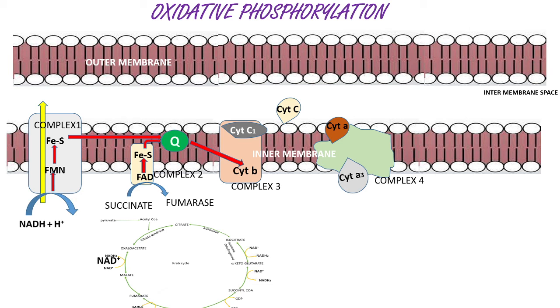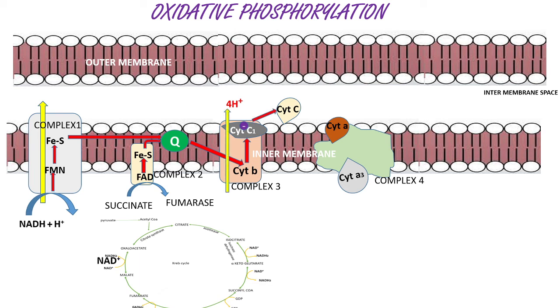Ubiquinone can take 2 electrons, but cytochrome B only takes 1 electron at a time. From cytochrome B, the electron is transported to cytochrome C1. From cytochrome C1, the electrons are taken up by cytochrome C. During this transfer from cytochrome B to cytochrome C, complex 3 translocates 4 hydrogen protons into the intermembrane space.